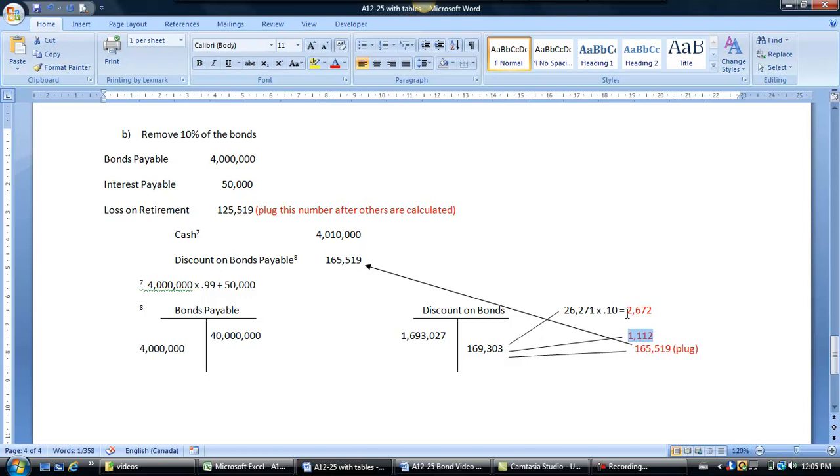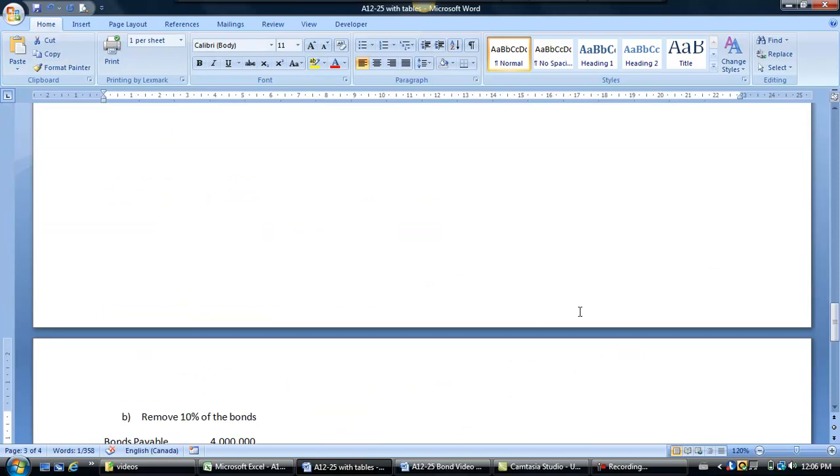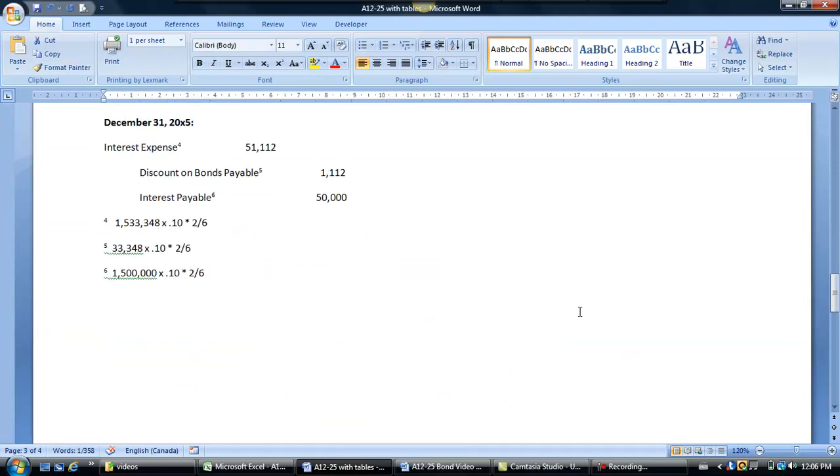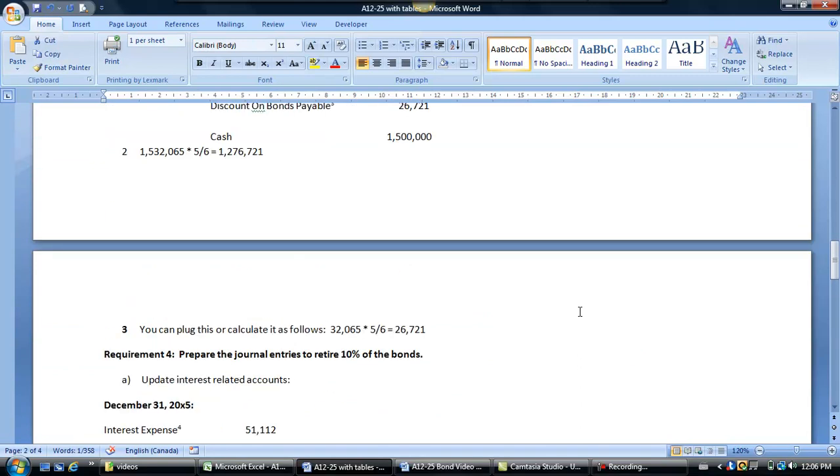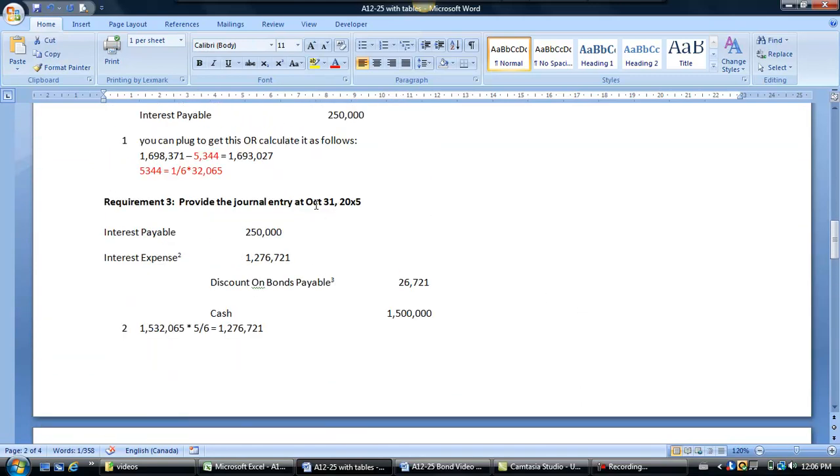Well, don't forget, we also amortized $26,271 on October the 31st when we made our first interest payment. And that's on the full $40 million in bonds. Let's go back and have a look at that. Remember this entry? We did that on October the 31st. We accrued when we set up our interest payment, right? We paid out our interest.